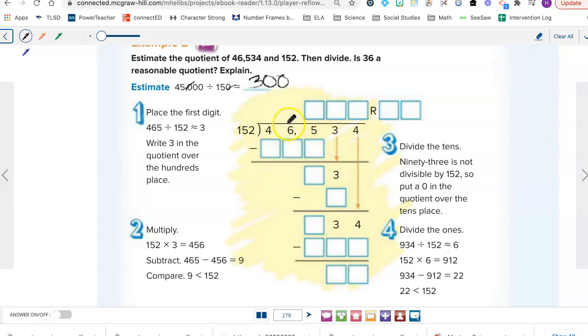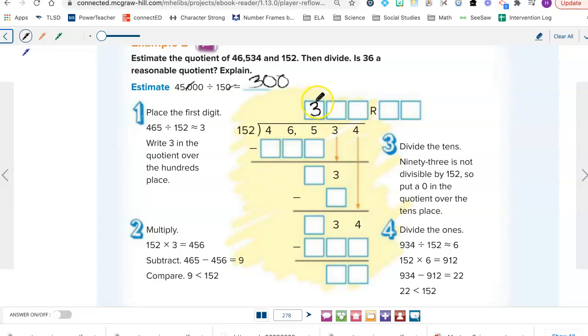So since 150 can go into 450 3 times, it's going to go all the way above the 5, not the 4, because 152 cannot go into 4. It cannot go into 46. So we're going to put it above 465. It's really important that we do that, otherwise we're going to have numbers that we bring down in the wrong places. Okay, so always ask yourself that.